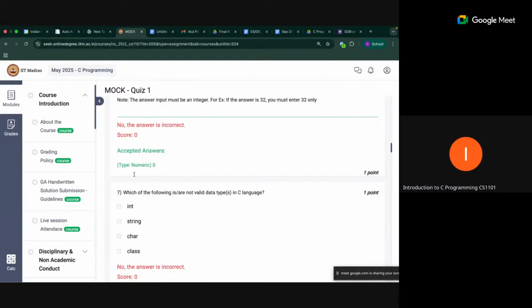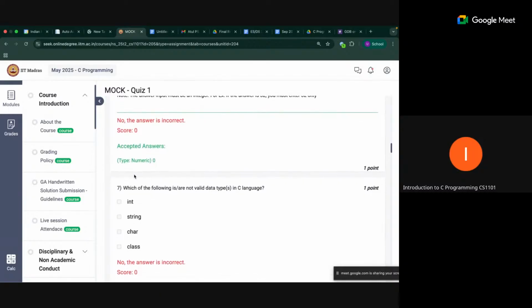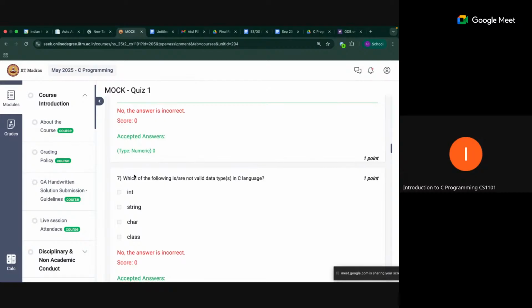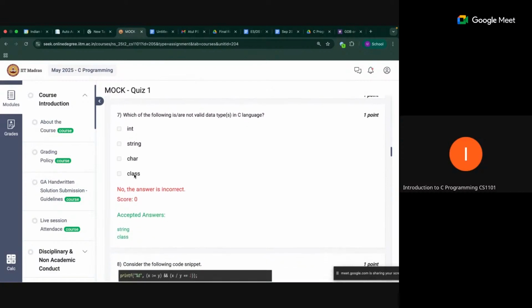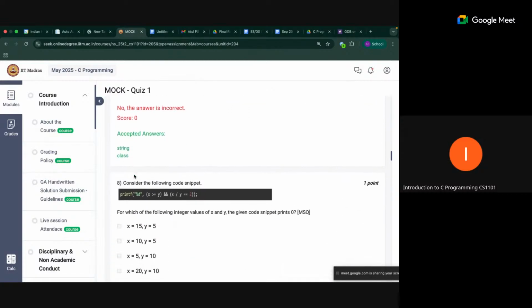And here is the next question. Which of the following is not a valid data type? String and class. Yes. So how do we use the string in C programming? In terms of arrays, character arrays. Exactly. C does not support string directly. We can use it as a character array. And class, like C is a procedure oriented language, so it doesn't start with the class actually. So that is also not a valid data type here. String and class.